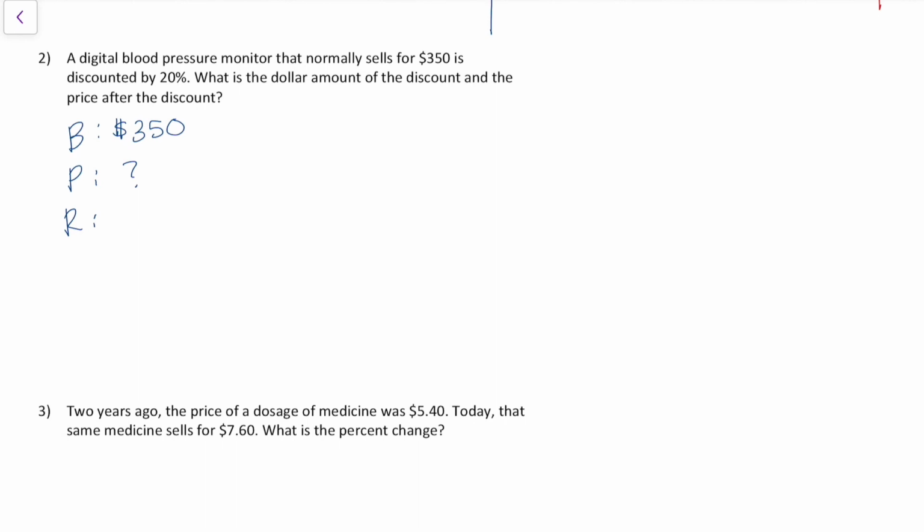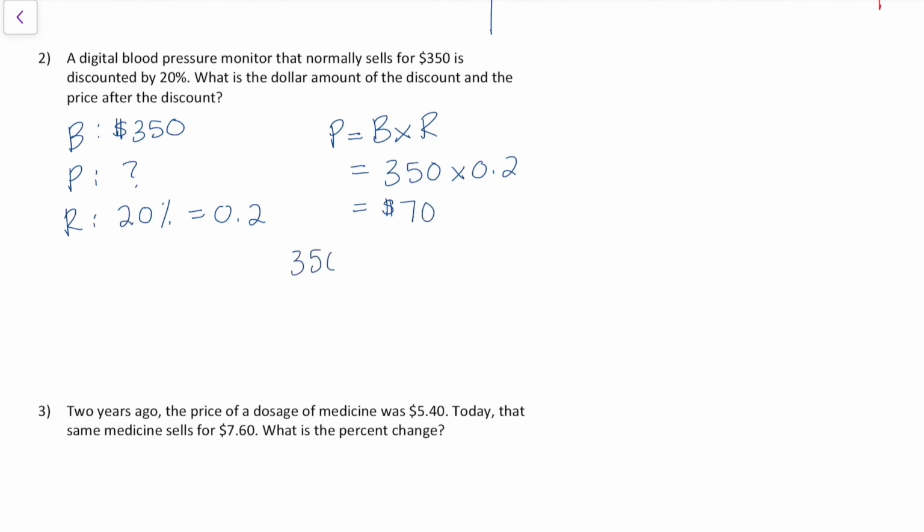So if I want to find the dollar amount of the discount first, then I'm going to say, well, what is that 20% that's being discounted? Portion is base times rate, or in this case, 350 times 0.2. So that means they're being discounted $70. So the price after the discount is going to be 350 minus 70. And it's going to be $280.